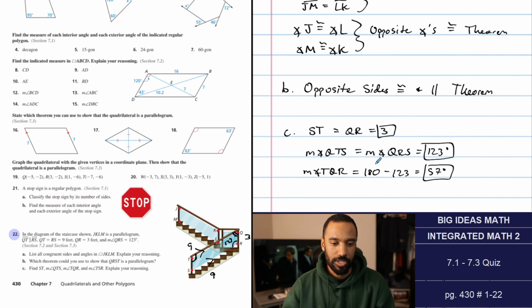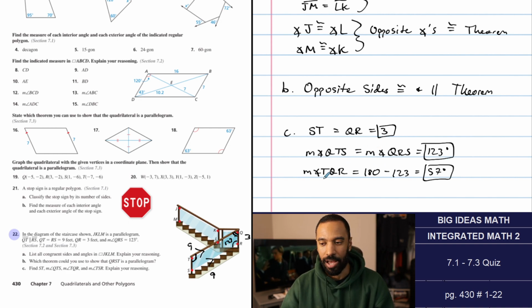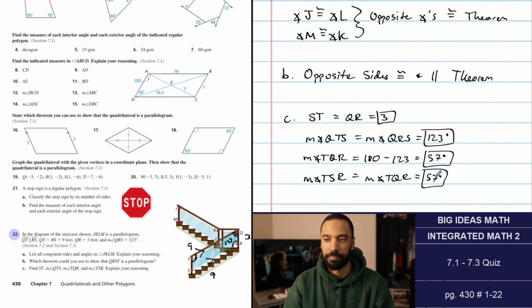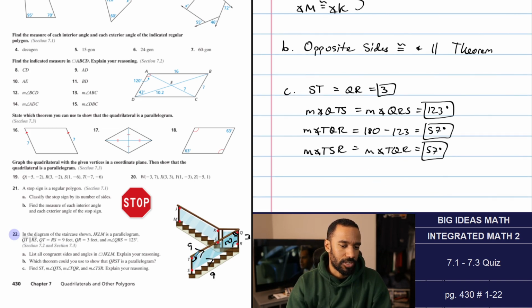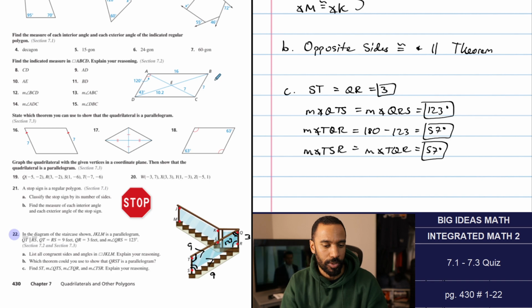And then the measure of angle TSR should be opposite of that TQR, right? Measure of angle TSR equals the measure of angle TQR. It's opposite that, so same measures. That should also be 57 degrees. There are a lot of other ways you could do that, obviously, because it's also supplementary to one of those other angles, it forms a same side interior angle with the other 123s.